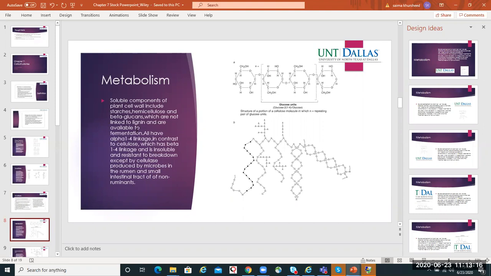These starches, hemicellulose, and beta-glucans all have the alpha 1,4 linkage. However, you can see here the glucose in cellulose, which has beta 1,4 linkage. You can see it in the figure, and it is insoluble and resistant to breakdown except by the cellulase enzyme that's produced by the microorganisms in the rumen and the intestinal tract of non-ruminants.